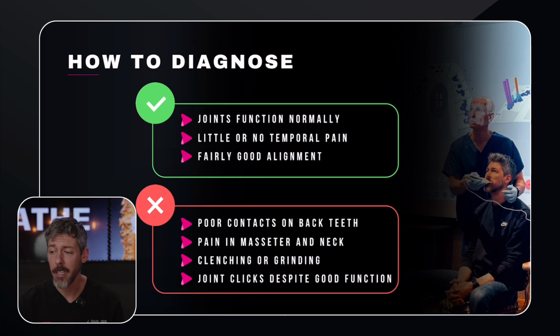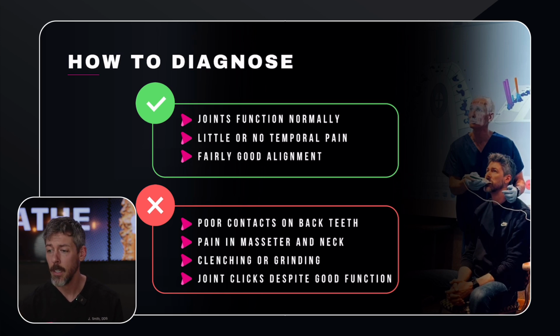On our diagnosis, this is kind of what we look for. One, we're going to look for joints that are functioning pretty normally, pretty healthy, and you're able to open normally and so on. Alignment's fairly good. We have little or no temporal pain kind of in this region. So if this muscle's not really bothering you, but it's more of this muscle, it's typically occlusal muscle disease. Poor contacts in the back teeth is a pretty prominent sign of occlusal muscle disease. Pain in that masseter and neck, as I just mentioned, clenching and grinding, and then joints click, but they are in a good position. So on the 3D X-ray, we actually don't see any troubles with the joints, so to speak.